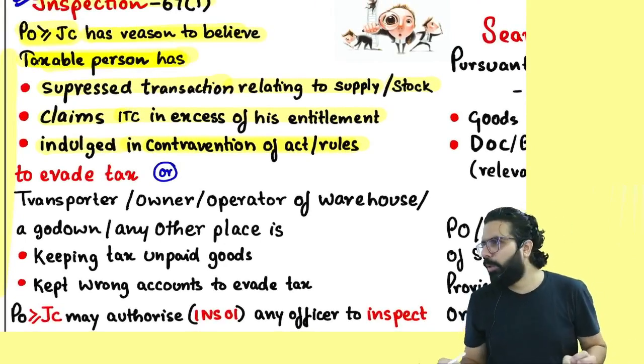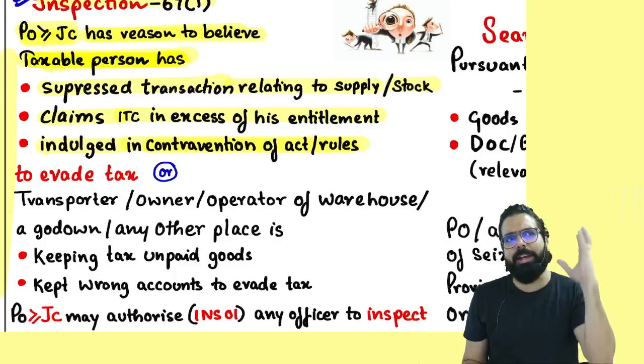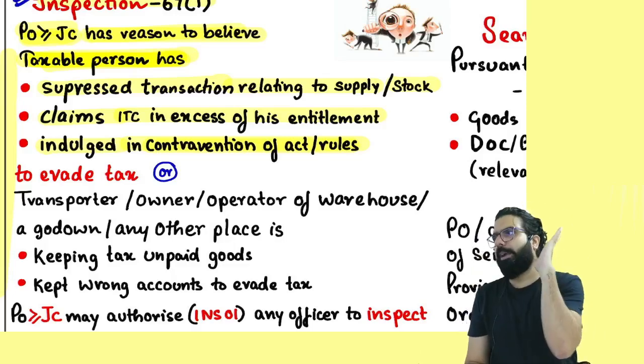Inspection means they will casually come. Okay, sir, what do you do? What are you doing? Etc. Like that, casually they will come, meet you, drink tea and go back. That's all. Can we go ahead, everyone? Inspection: casually they will come, inspect and go back.